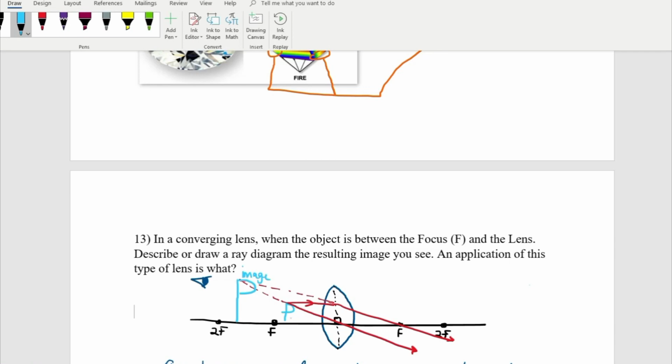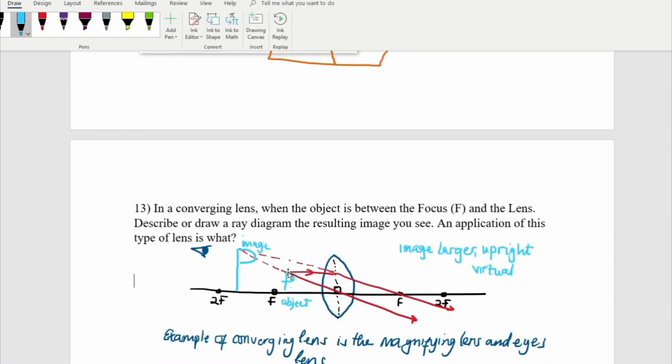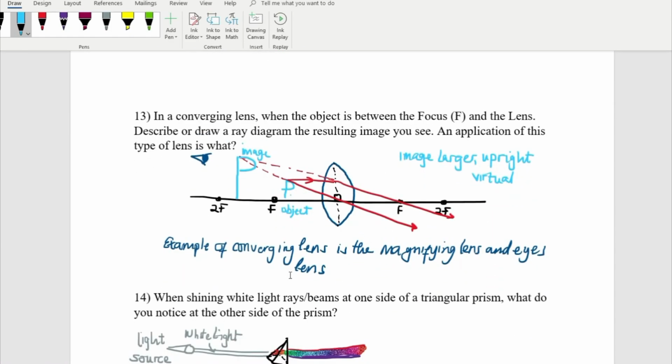and we can conclude that our image is larger, upright, but it is a virtual image compared to our object. So that is about it for this part. Examples of a convergent lens are magnifying lenses and also your eye lens.